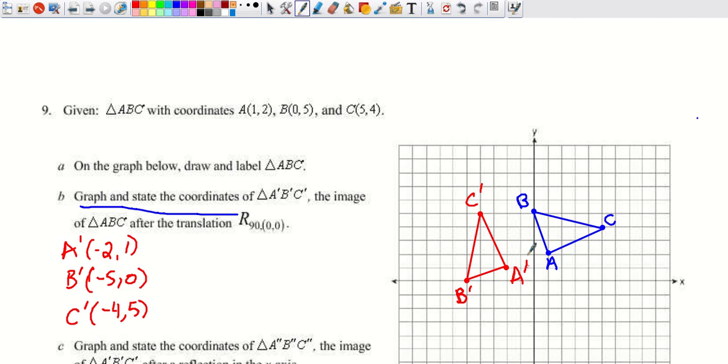All right, so here is your rotation of 90. So remember, spinning to the left. So A prime, B prime, C prime, which coordinates? Negative 2, 1, negative 5, 0, and negative 4, 5. So remember, swap, and then op the first one, okay?